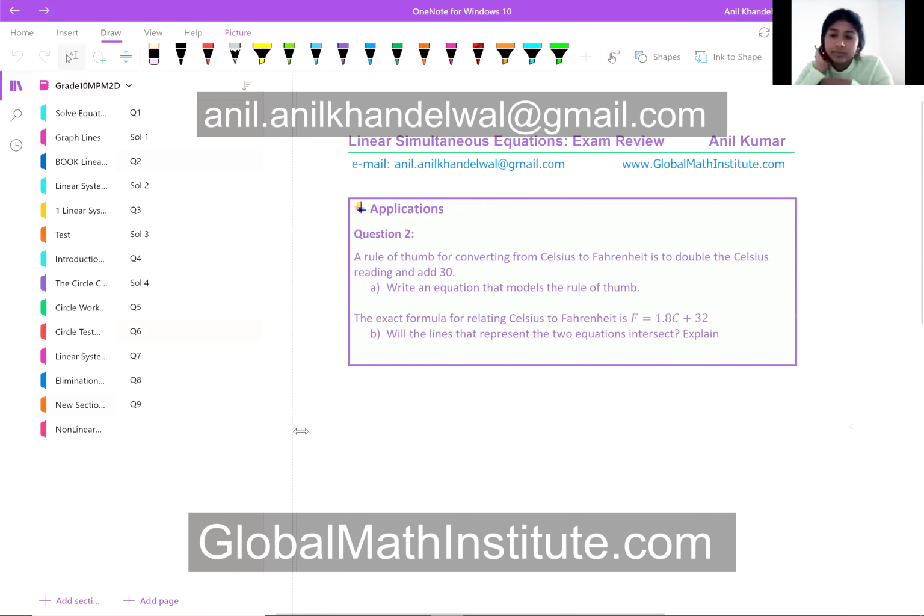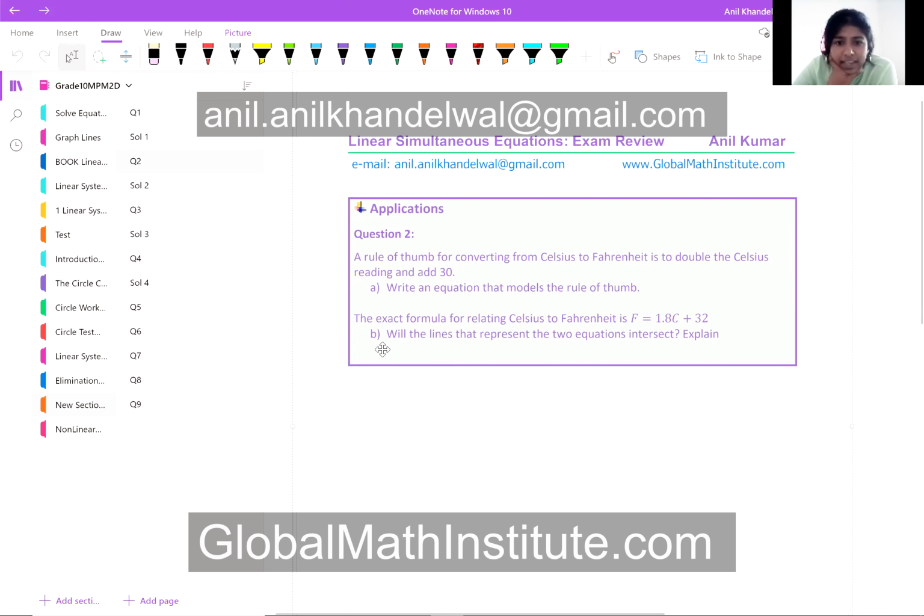We're not going through the solution at all. Can you please read question number two and provide me with your suggestion? A rule of thumb for converting from Celsius to Fahrenheit is to double the Celsius reading and add 30. Write an equation that models the rule of thumb.